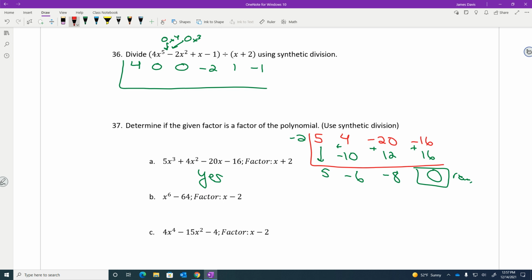Thank you so much. And then the number on the outside will be -2. So then we'll bring down 4. This one's not really a great answer, but -8, 16, -32, 64.